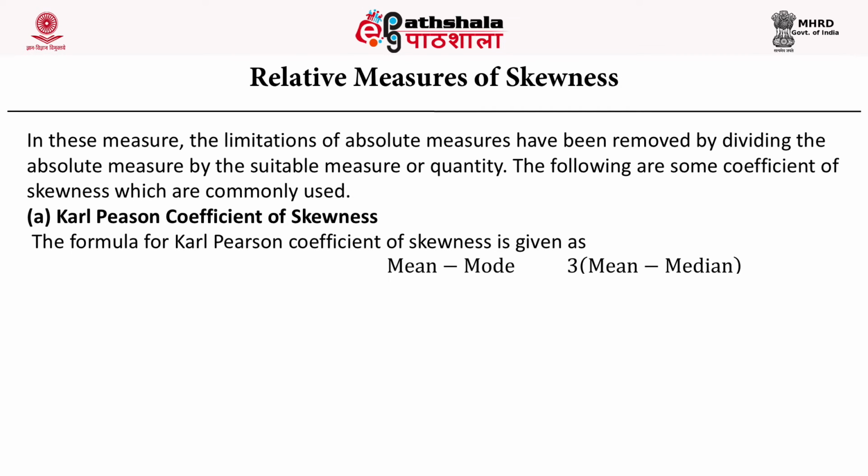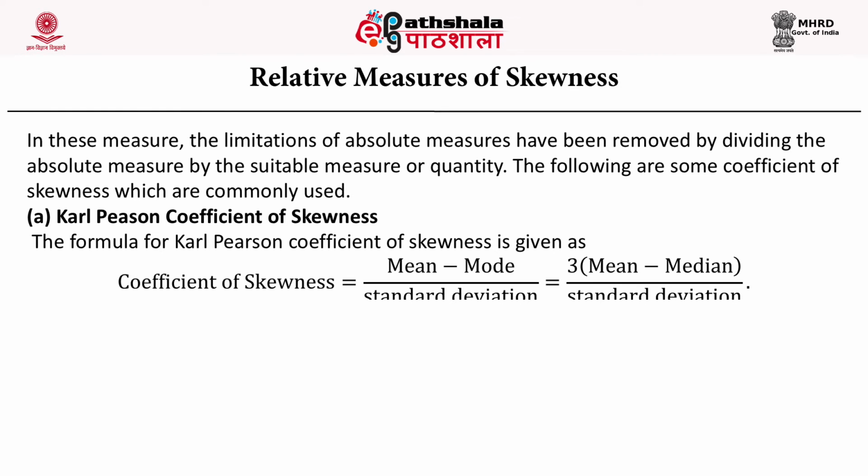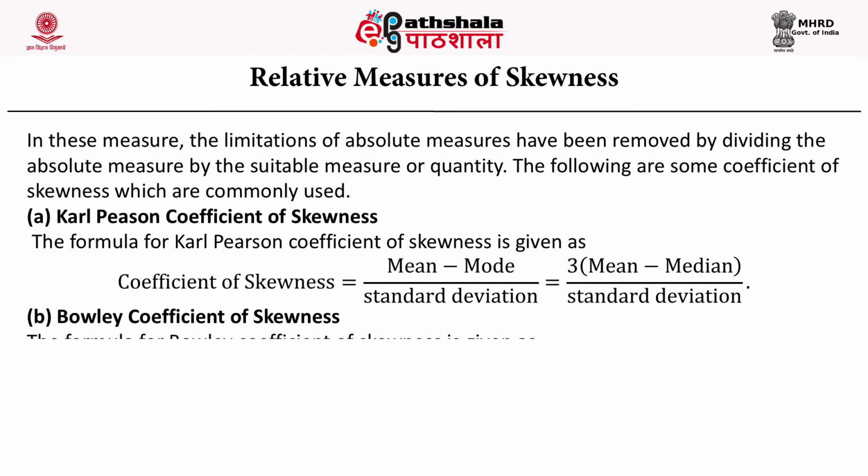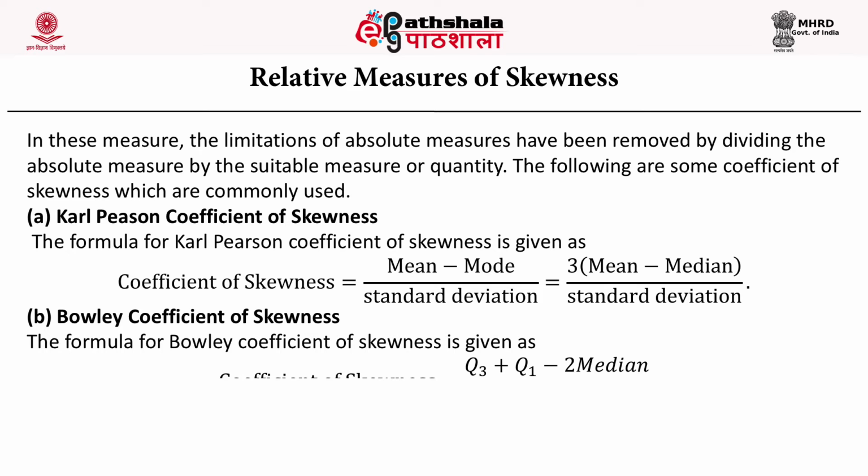First is the Karl Pearson coefficient of skewness. The formula for the Karl Pearson coefficient of skewness is mean minus mode divided by standard deviation, and it is also equal to 3 times mean minus median divided by standard deviation.